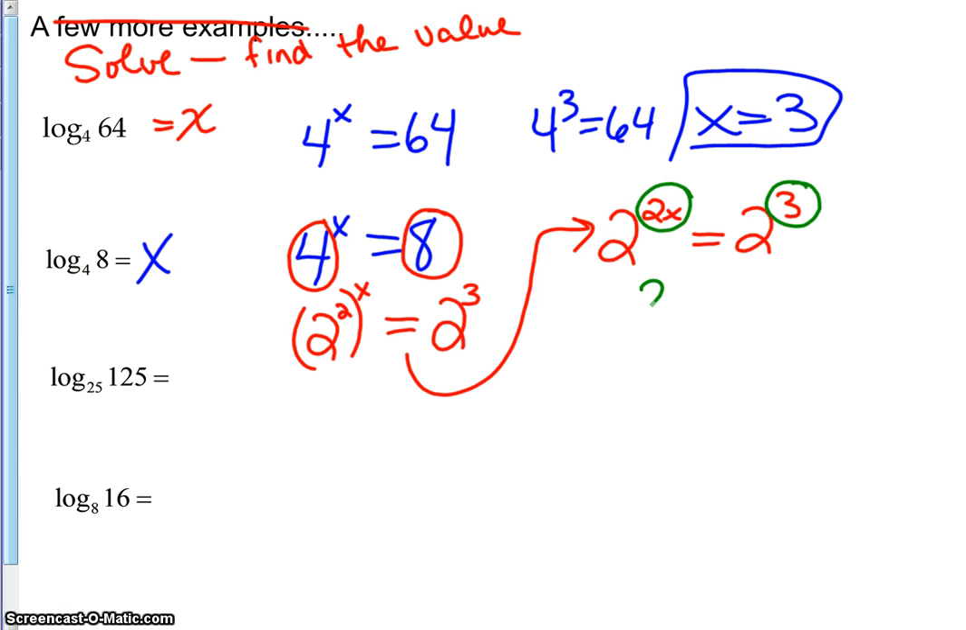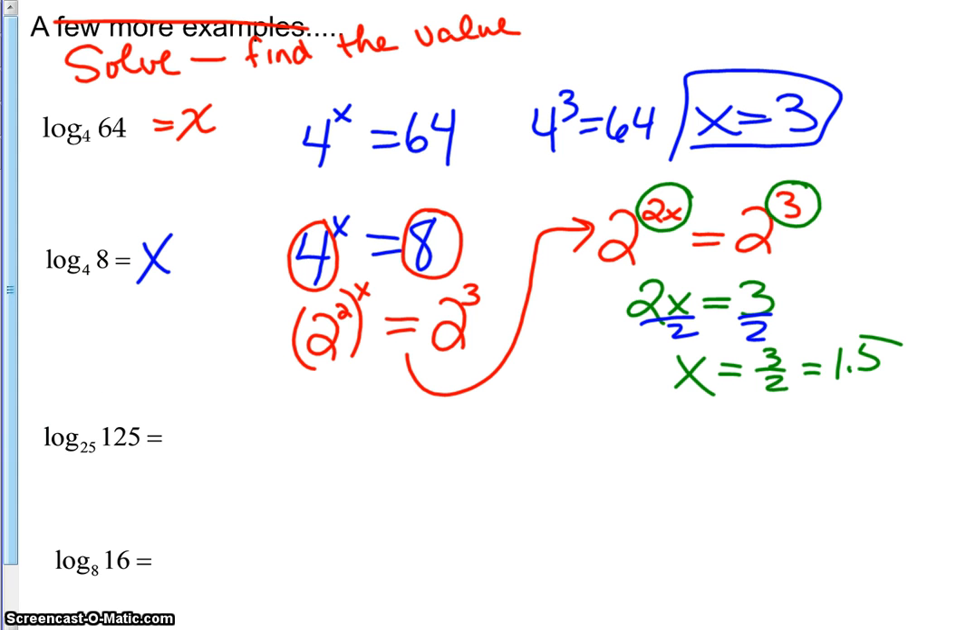What that tells me then is that the 2x has to equal the 3. If the bases match, then the exponents must be equal. Well, if 2x equals 3, I can divide both sides by 2, and x must equal 3 halves, or you can say 1 1/2, 1.5. Okay? Let's do the same sort of problem with this next problem.